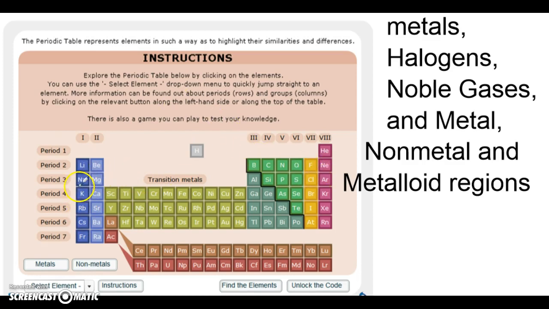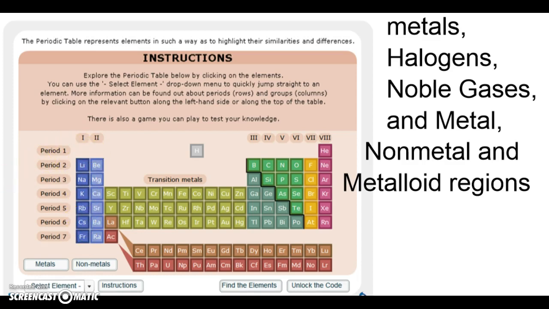The reason they all behave very similarly is that they have the same number of valence electrons. And valence electrons are the electrons that stick out into space the most. So they're the ones that are most likely to react. So since they all have one valence electron, they behave similarly.